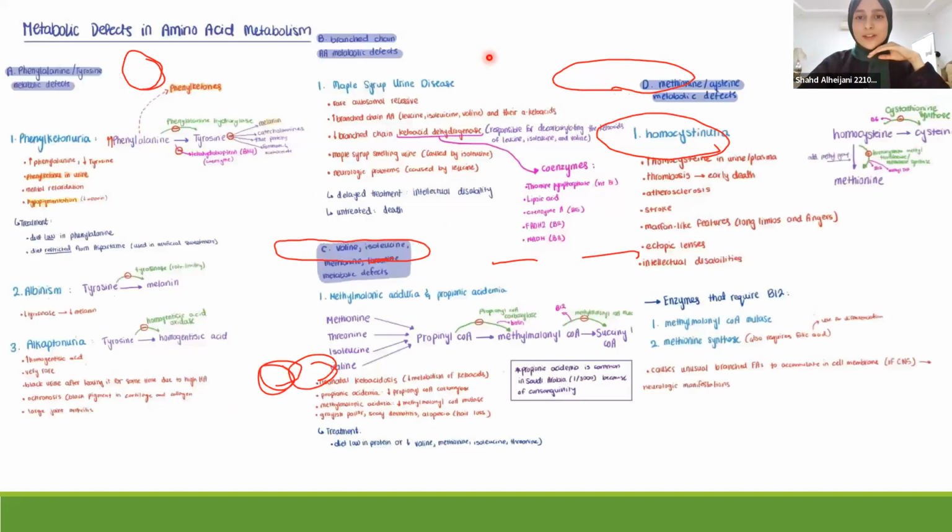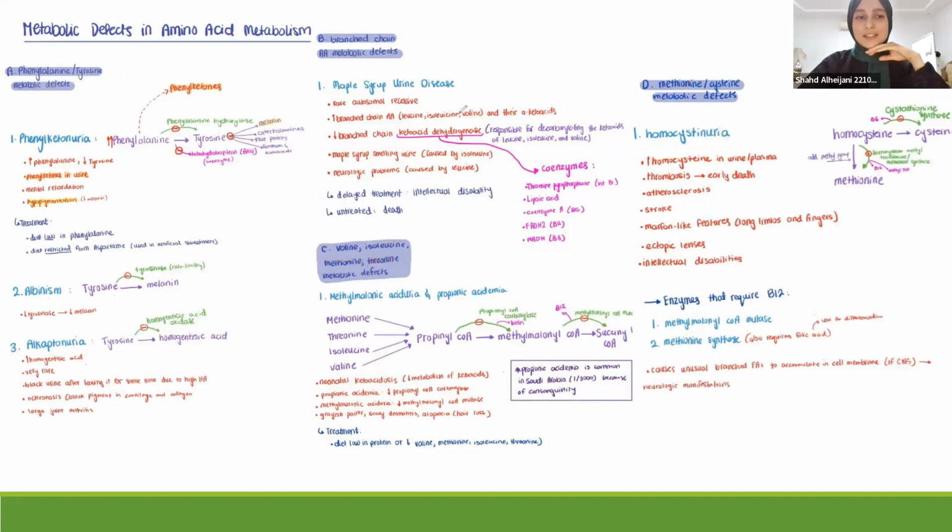Let me move the annotation. So this is one very pretty summary done by our host, Shahd Murshid. This basically summarizes everything in the lecture. The metabolic defects starting with the phenylalanine and tyrosine pathway, then the branched chain amino acids, then valine, isoleucine, methionine, threonine, and finally the methionine defects. So this has everything, and you can use it.